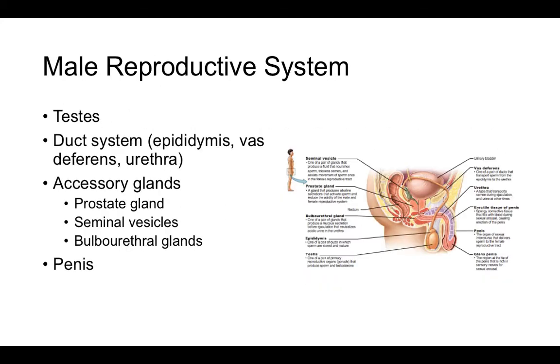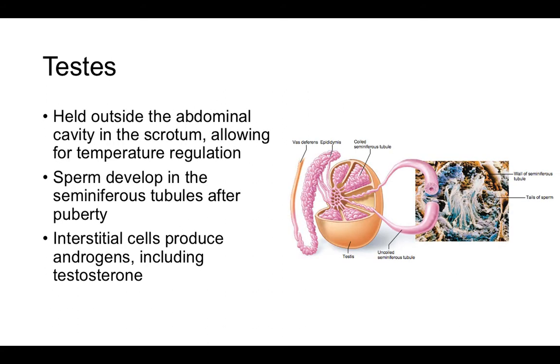So the male reproductive system, 4 major parts: the testes, the duct system, the accessory glands, and the penis. So the testes, these are held outside the abdominal cavity, and this is so that they can have a lower temperature to allow the sperm to mature and to live. The sperm develop in seminiferous tubules after puberty, not before, and this is also when the testicles drop, because as they begin to produce sperm, they need to be located outside of the body. The body temperature doesn't kill the sperm. There are interstitial cells that produce androgens, one of which, the main one, includes testosterone.